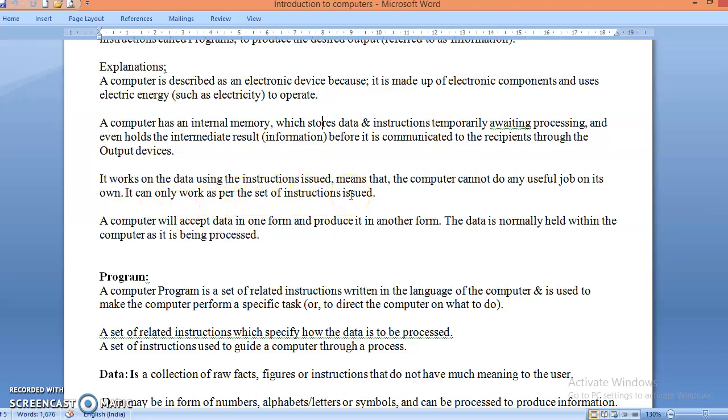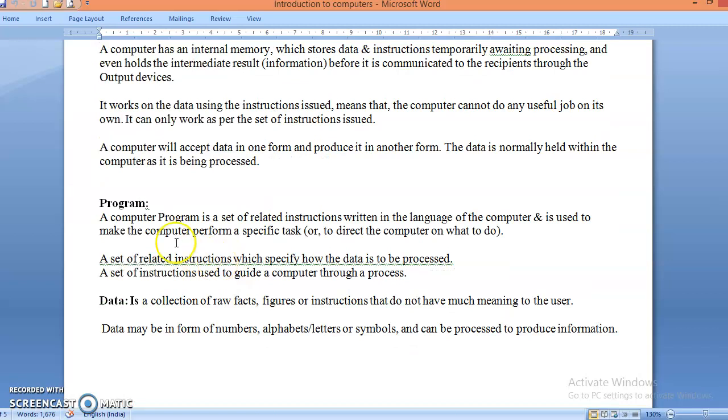So a computer does everything on the instructions or commands given to it by the user or a programmer in the form of a program or instructions. When we talk about a program, what is a program? A computer program is a set of related instructions written in the language of the computer and is used to make the computer perform a specific task or to direct the computer on what to do.